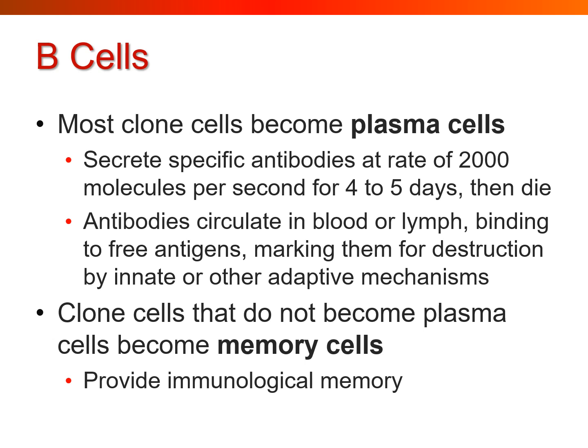So the antibody itself doesn't do the destruction. It's the signal that it gives to other cells of immunity, like macrophages, that will show up and actually do the destruction. All right. Now, some clone cells may not become plasma cells, and in that case, these will become memory cells.